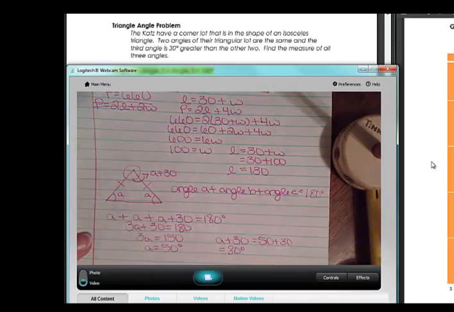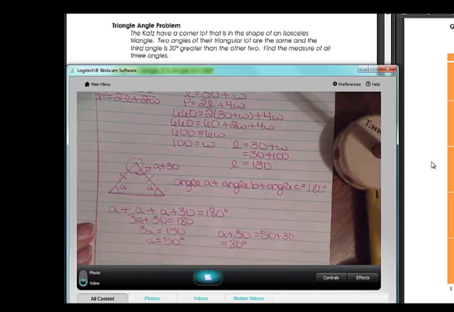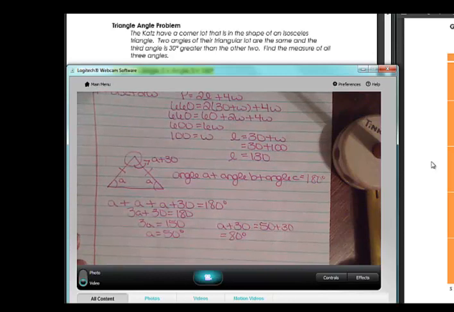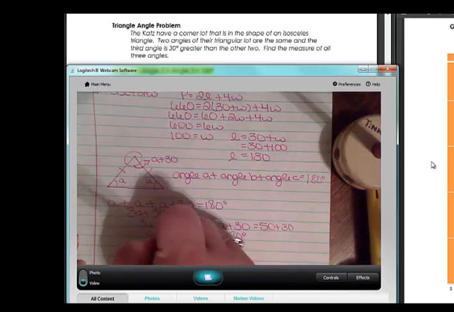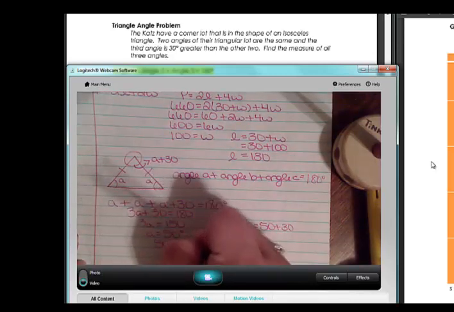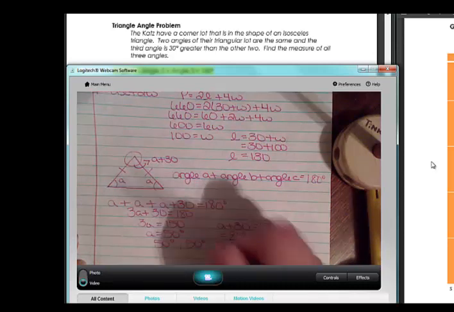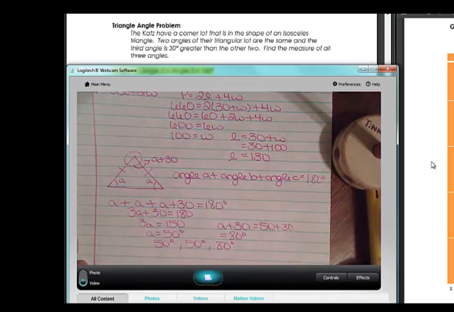So on these problems, they're going to ask you to type out all three of your angles. So you'd have angle 1 would be 50 degrees, angle 2 would be 50 degrees, and angle 3 would be 80 degrees. And notice if you add 50 and 50 and 80 together, you get 180. So that's how you would do that problem.